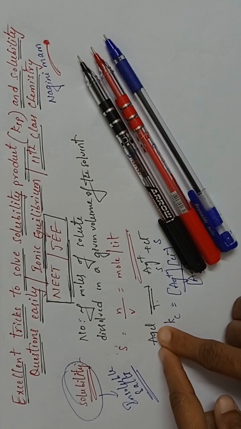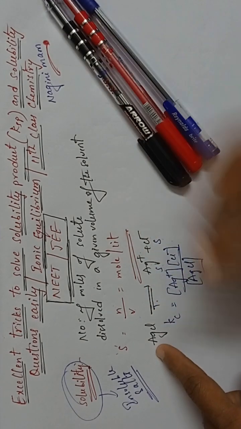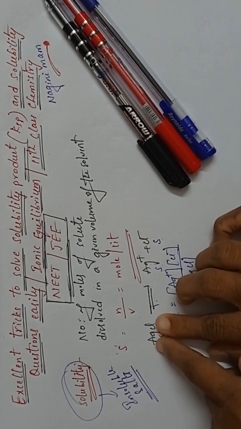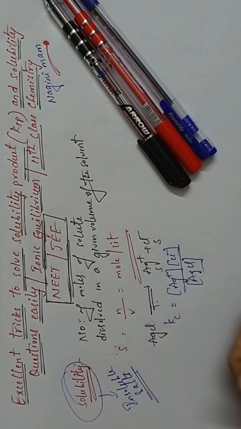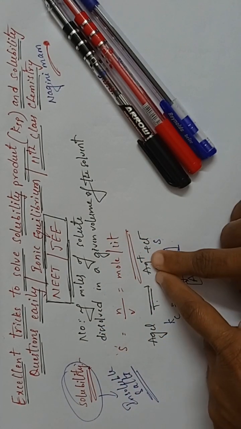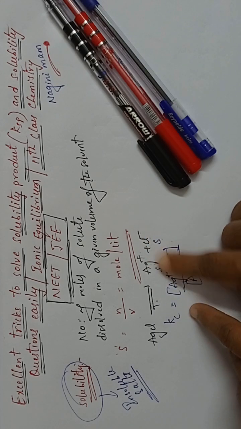So for example, I am taking silver chloride, AgCl. It is a weak electrolyte. It is a sparingly soluble salt, less soluble in water. It dissociates into Ag plus and Cl minus.